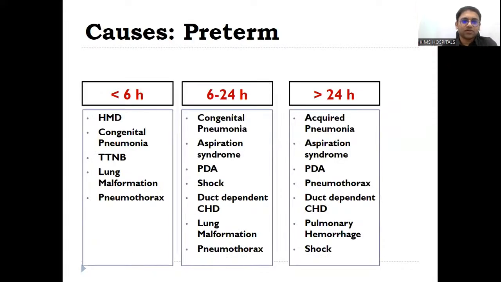So the causes in a preterm baby in the first 6 hours are usually hyaline membrane disease, congenital pneumonia, and TTNB, which are the most common causes. HMD and TTN usually present in the first 6 hours. If the baby develops respiratory distress after 6 hours, HMD and TTN are less likely. Congenital pneumonia usually presents in the first 24 hours of life. Lung malformations and air leaks can happen at any point of time based upon the clinical situation.